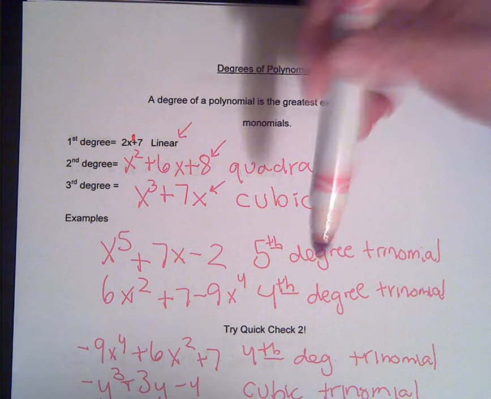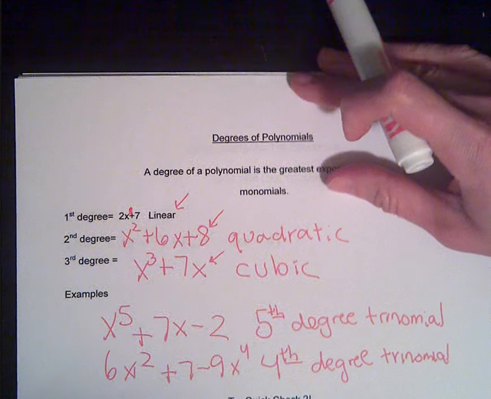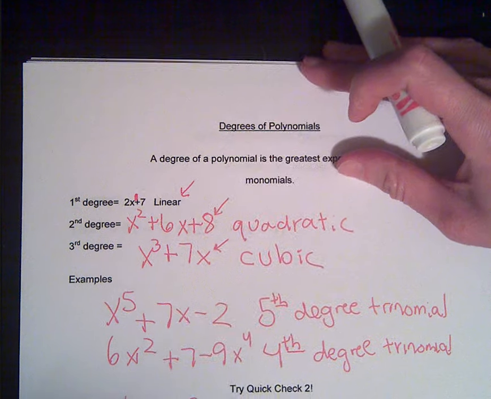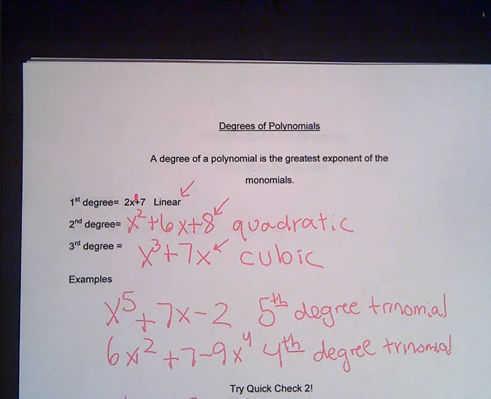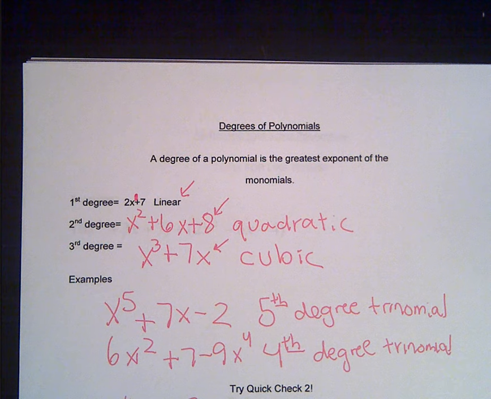Okay, so what I want you to do right now, and you might have already seen it, is try Quick Check 2, which is on page 495. It says, write each polynomial in standard form. Now, what does standard form mean? Standard form means you need to write it from the highest exponent to the lowest exponent.